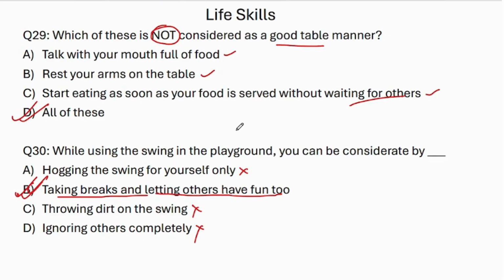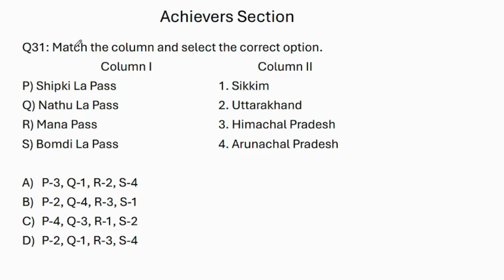Let's move on to the very interesting and important section, which is achiever sections. This is important because for each right answer, you will get 2 marks. The first question in achiever section is match the column and select the correct option. So column 1 and column 2, you need to match which pass is in which state.